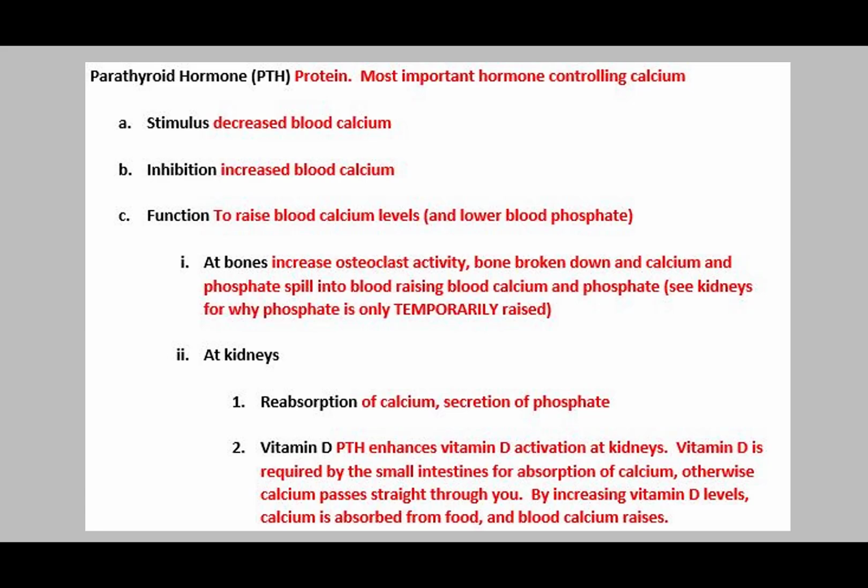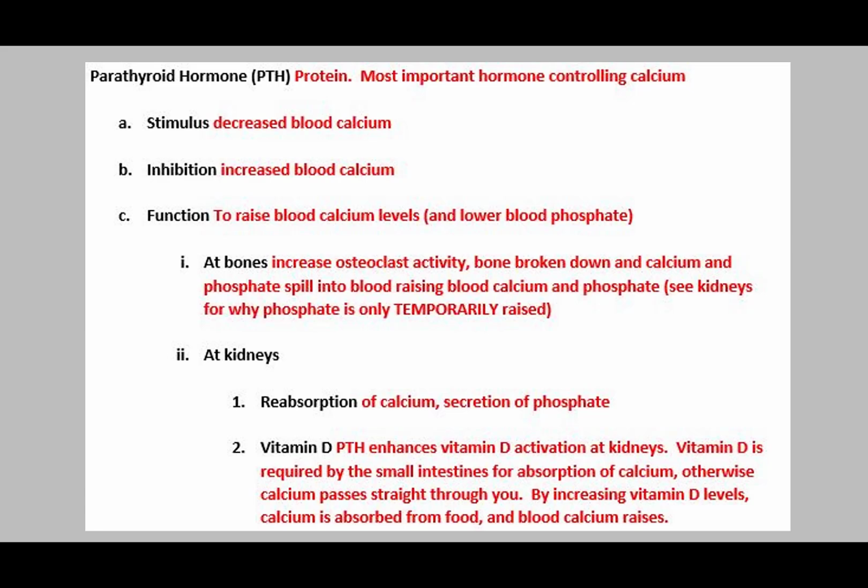Even though we went into quite a bit of depth with calcitonin, calcitonin at normal levels, when someone has normal levels of calcium, it's not very active. It doesn't play much of a role. Parathyroid glands are the ones that really play a big role in blood calcium. So its stimulus is a decrease in blood calcium, and its inhibition is an increase in blood calcium. So the opposite of calcitonin.